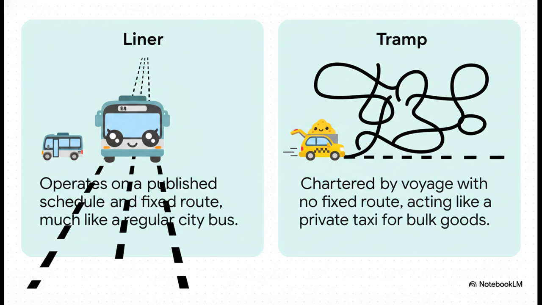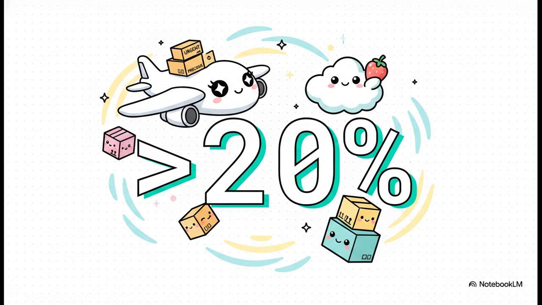On the flip side, we have tramp services. These have no fixed schedule at all. You charter them for one specific journey based on exactly where your cargo needs to go. It's just like hiring a private taxi, and it's mostly used for massive amounts of bulk commodities like grain or coal.